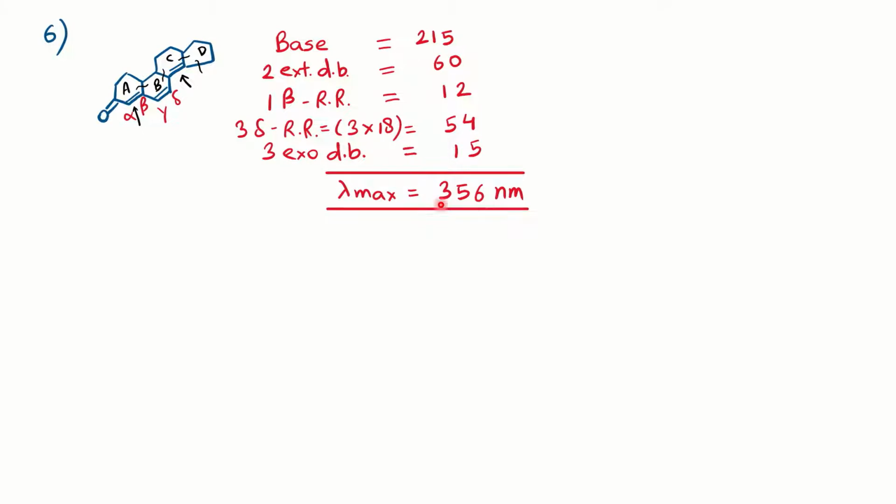And finally you can calculate the lambda max value: 356 nanometer, which is again a high lambda max value for the pi to pi star transition due to the presence of conjugation. So you can notice as the conjugation increases, the lambda max value increases, right? We call it bathochromic shift or red shift.